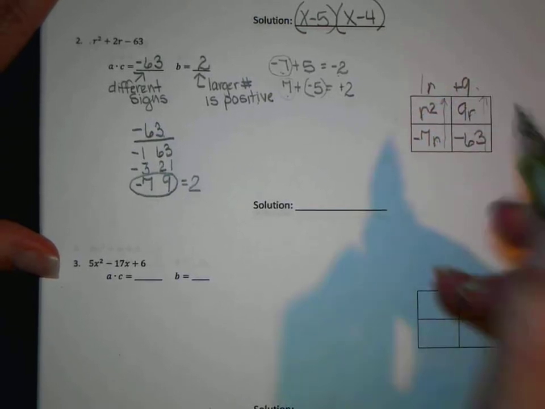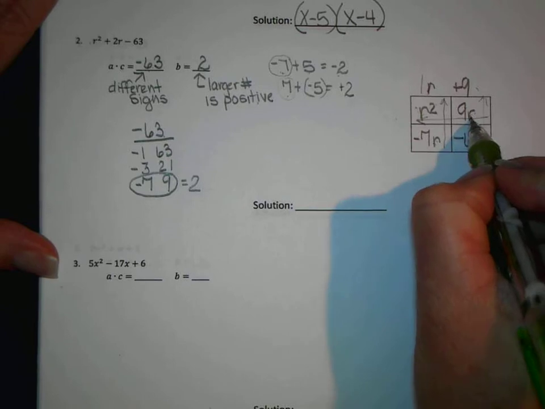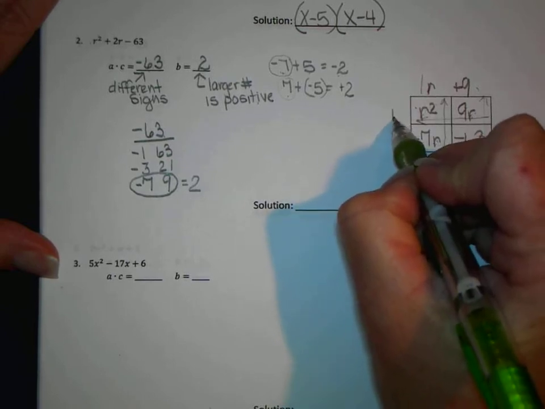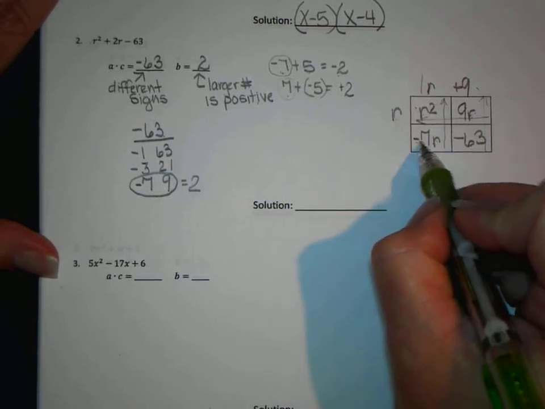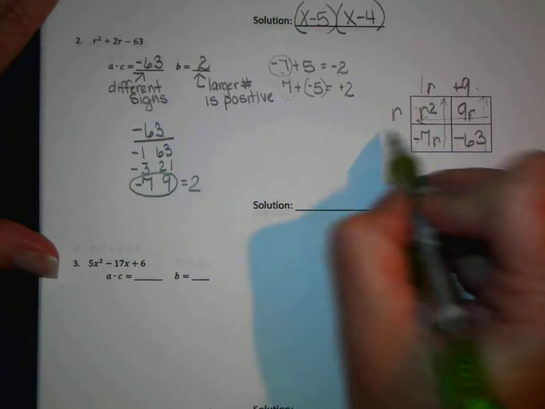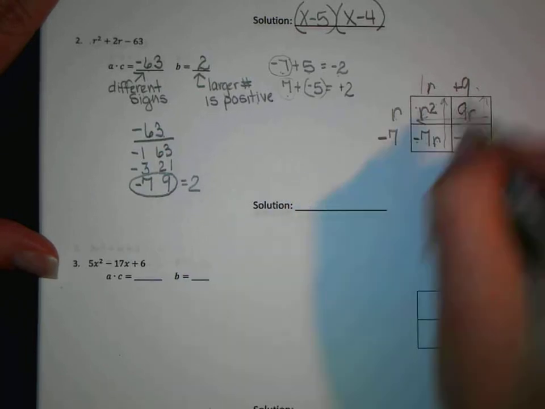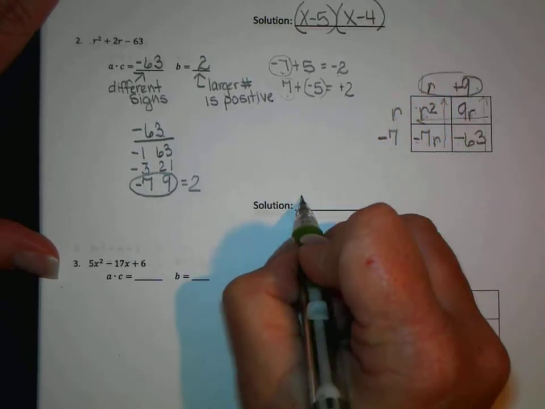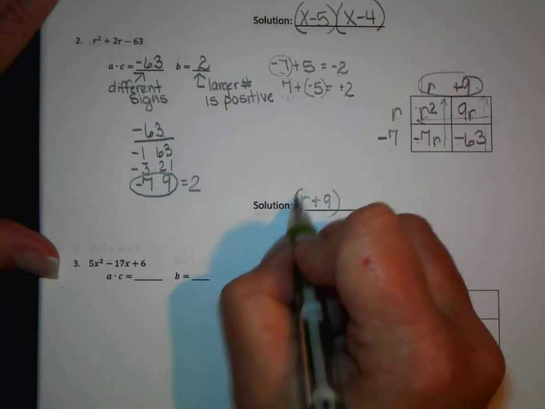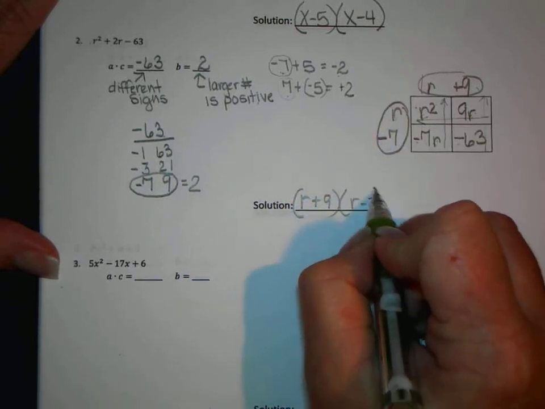Okay, now go this direction. 1 and 1. R squared and R is R. Negative 7 and negative 63. Remember, where you're writing the answer, the box closest to it is negative, and it's going to be a negative 7. So there's your answer right there: R plus 9 and R minus 7. There you go. There's your answer.